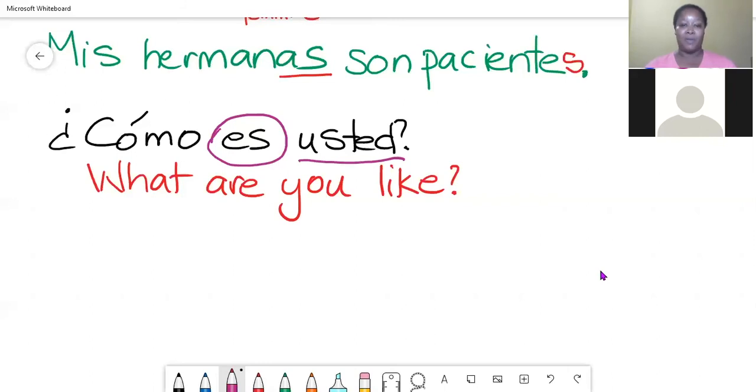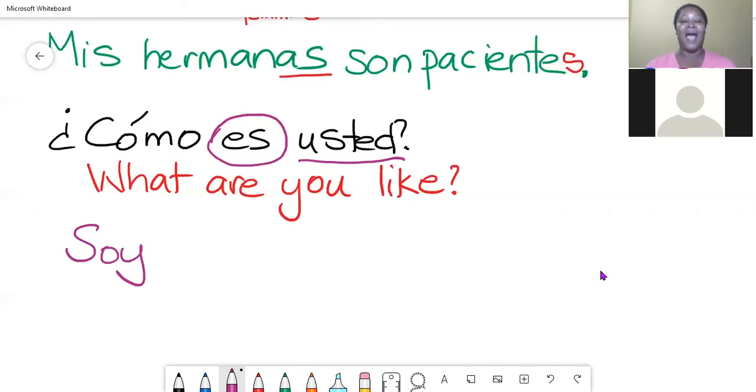Your response is going to be, I am. The I am component for ser is soy. So you would simply say soy, and you would insert whatever adjective you want to use to describe yourself. The only thing you need to pay attention to is your gender. So, for example, if you wanted to say I'm tall, which I'm not really tall. Let's say short. I'm short.